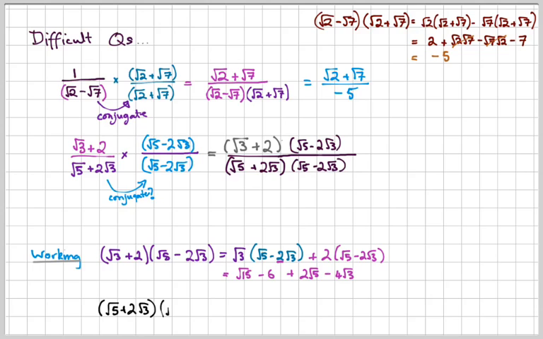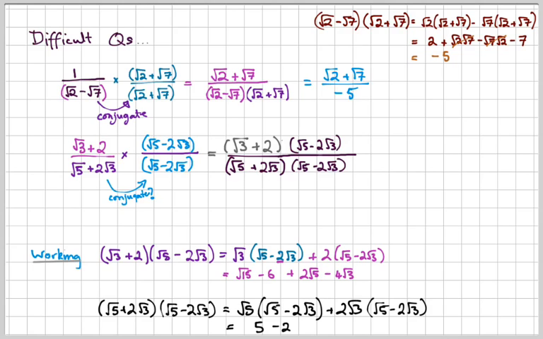Right. Now, timesing the root 5 plus 2 root 3 by its conjugate. Expanding in the usual way. Anyway, expand the first bracket. Root 5 times root 5 is 5. Root 5 times negative 2 root 3 is negative 2 root 15. And then we've got this plus 2 root 3 times root 5, which is 2 root 15. And 2 root 3 times negative 2 root 3. Well, that becomes negative 4 root 9.